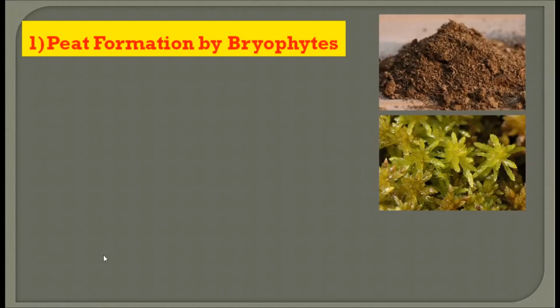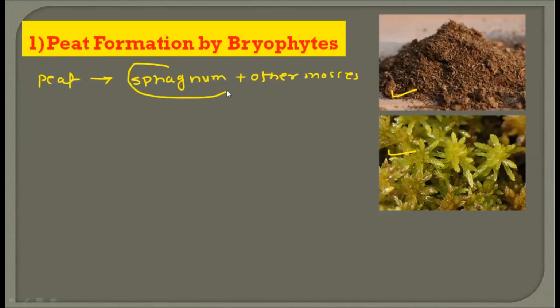So the very first application is the peat formation. This peat is formed by the bryophyte called sphagnum plus other mosses. Other mosses and the sphagnum combinedly form this peat. Now this peat looks like this. You can see in the photograph. This is the peat and this is the sphagnum plant which produces this peat. Well, the big part of producing the peat is performed by the sphagnum. That is why the sphagnum is also called peat moss.